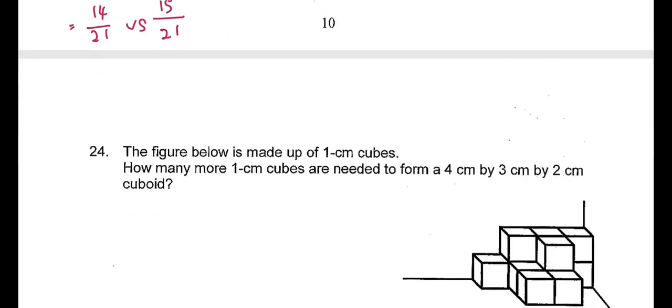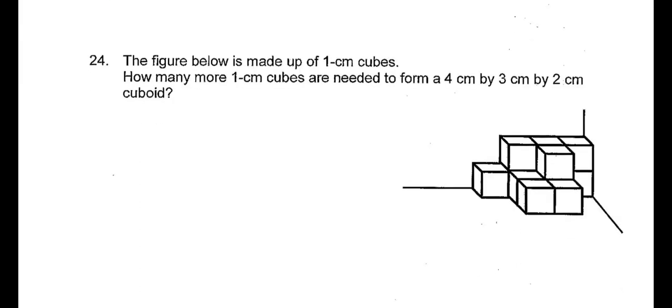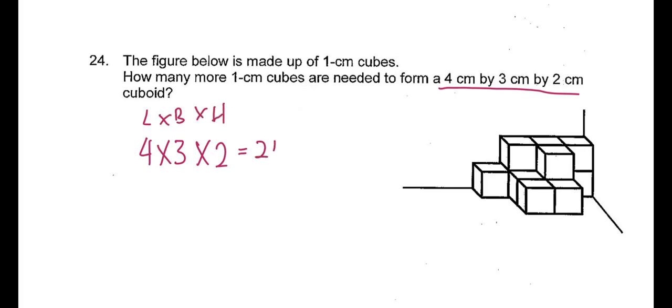Question 24. Alright. Now, you're supposed to find out how many cubes will be needed to fill up a figure that's 4 by 3 by 2. Now, 4 by 3 by 2 means you need to have a total number of how many cubes. Let's find out. Length times breadth times height. Okay. So it will be 24. Now, you're supposed to have a 24 full cube. But take a look at how many there are actually over here.